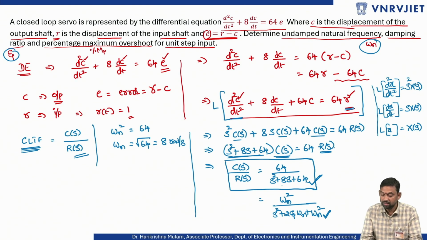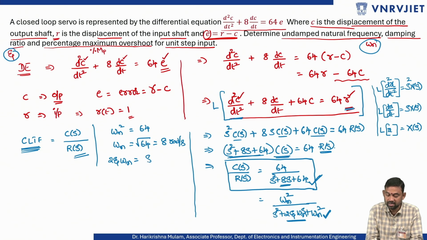Then this 8s is equal to 2 zeta omega n s. Therefore, 2 zeta omega n is equal to 8. Therefore, zeta is equal to 8 by 2 omega n. That is 8 by 2 into omega n, which is 8 radians per second. 8 gets cancelled, leaving 1 by 2, which is 0.5. Zeta is equal to 0.5.